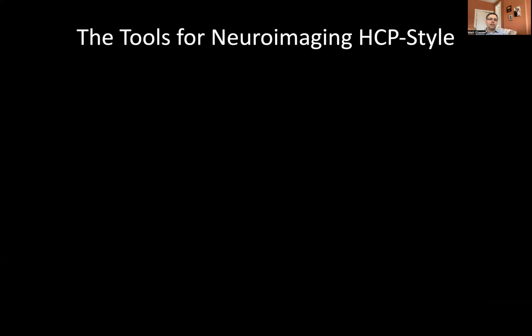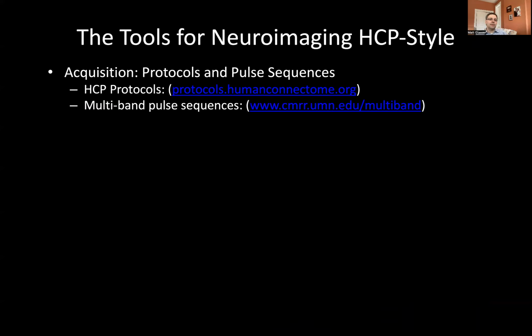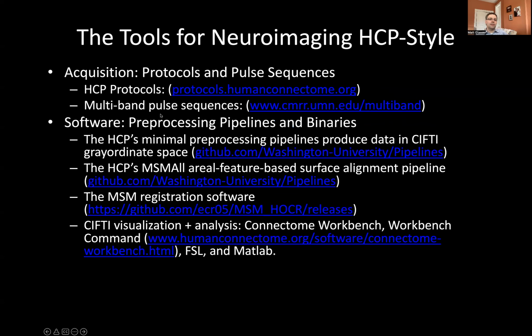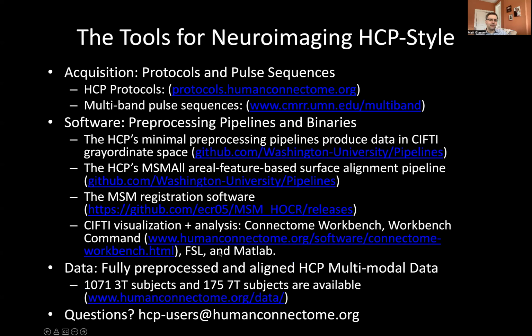So there are a number of tools that allow you to do neuroimaging HCP style. In terms of acquisition protocols and pulse sequences, a couple of websites here to get those. Software preprocessing pipelines and binaries: the HCP's minimal preprocessing pipelines, which include MSM-All areal feature-based alignment. The MSM software itself is available here. For visualizing CIFTI grayordinates and doing analyses, Connectome Workbench and Workbench Command are really important tools, but there are also some capabilities for both FSL and MATLAB and other things now, Python and so on.